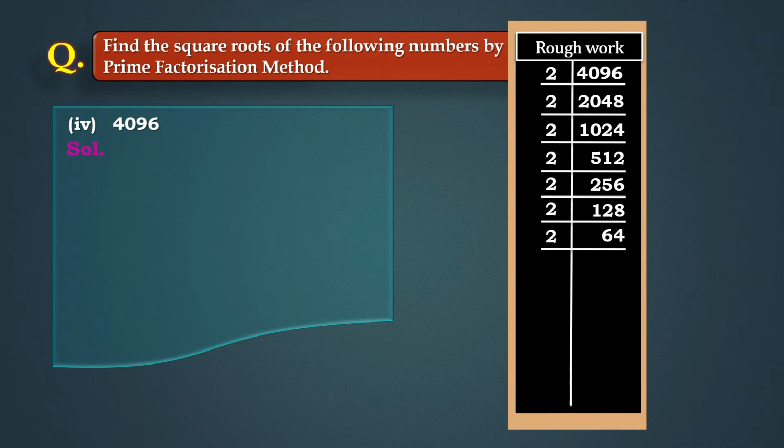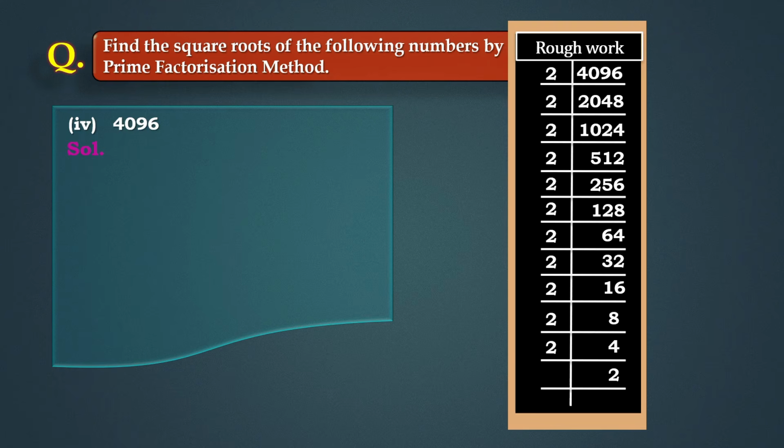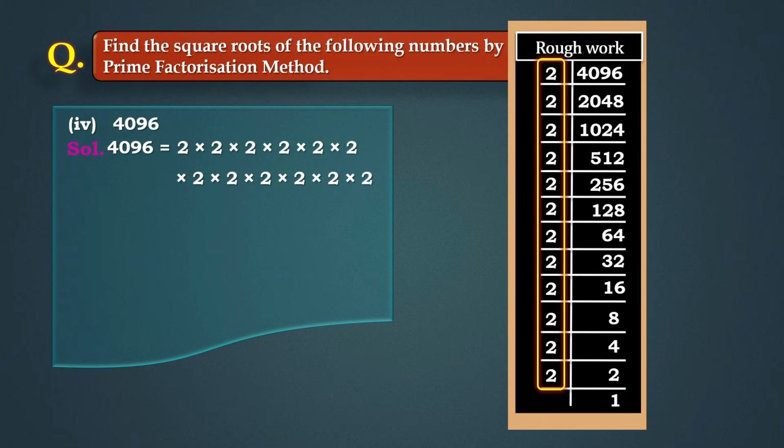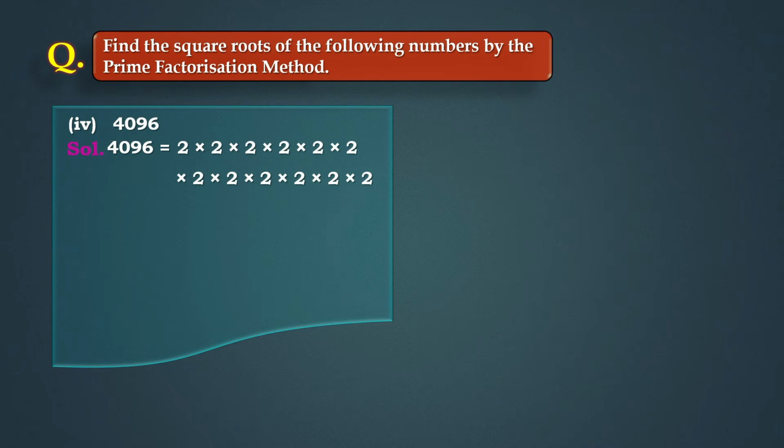64 divided by 2 gives 32. 32 divided by 2 gives 16. 16 divided by 2 gives 8. 8 divided by 2 gives 4. 4 divided by 2 gives 2. And finally, 2 divided by 2 gives 1. So, we can write 4096 as 2 multiplied by 2, repeated 12 times. Now, let us make pairs of the same numbers. Since we have 12 2s, we can form 6 pairs. Next, take one number from each pair.